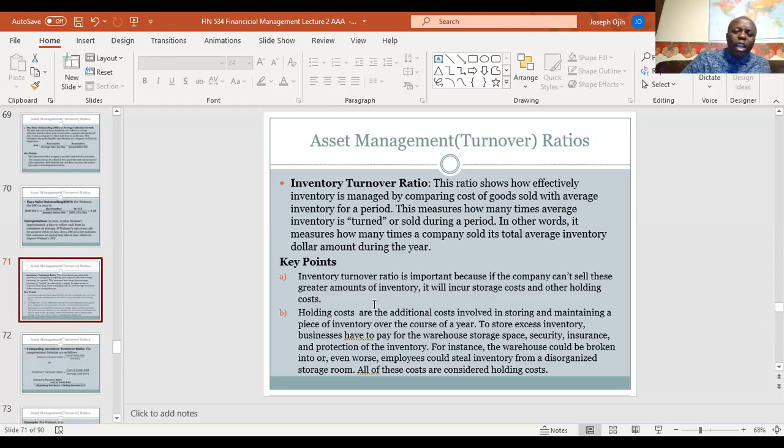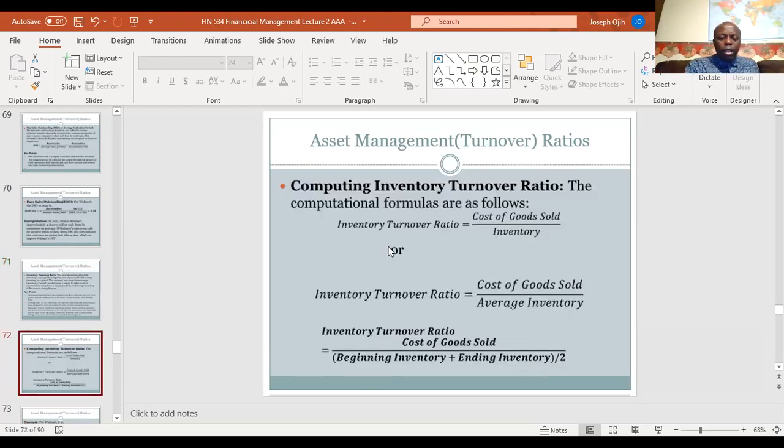So that's why a company wants to keep on selling off, restocking, selling off. That's how you make money. Now, the inventory turnover ratio. There are 3 ways analysts use to calculate this.